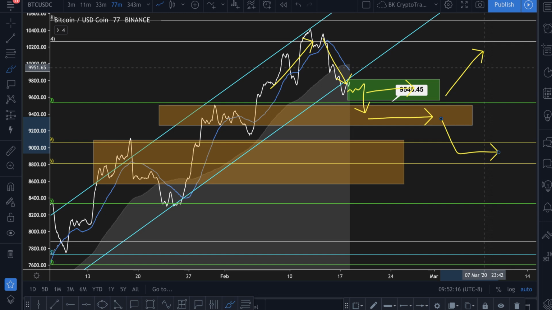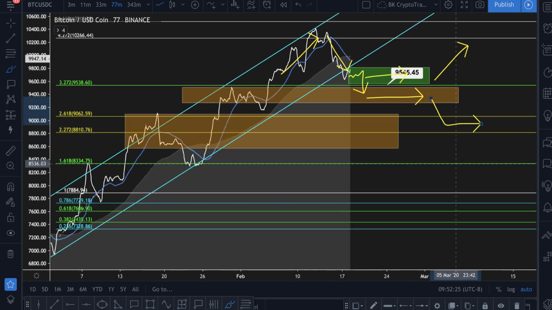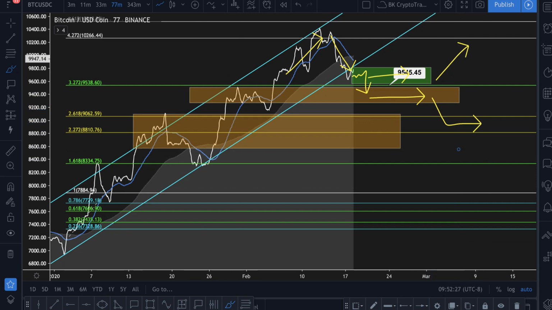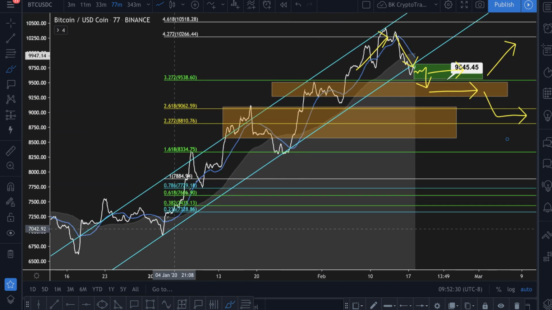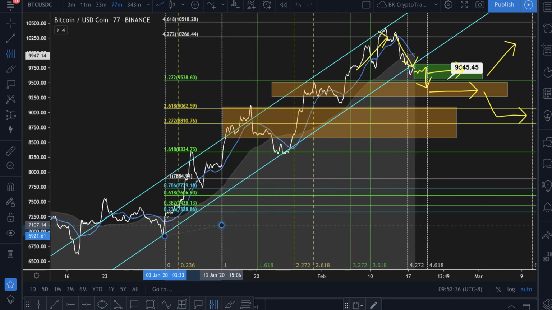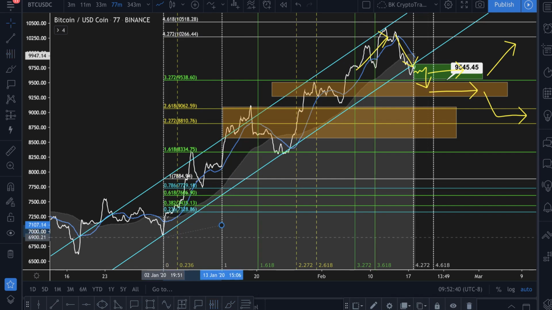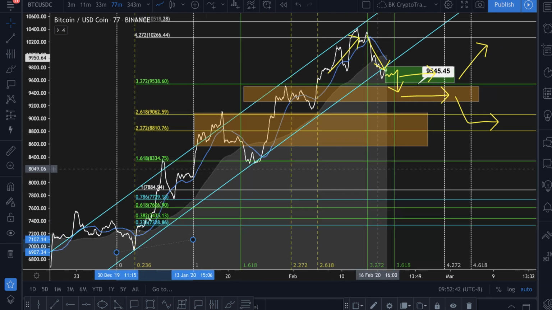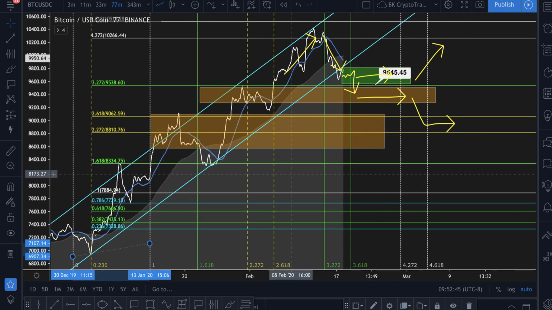But if for whatever reason this celestial alignment leads to the contraction of Bitcoin, well, then we will be looking at 8,800 around the same time if we were to do a Fibonacci extension from here, from here to here. That's basically where we're at right now. This is basically where we'll be looking at this decision to be made.